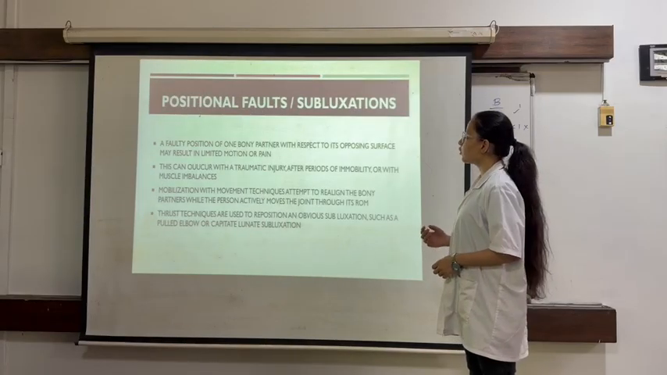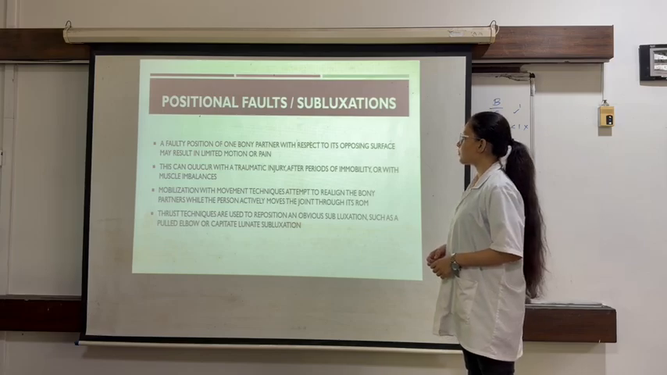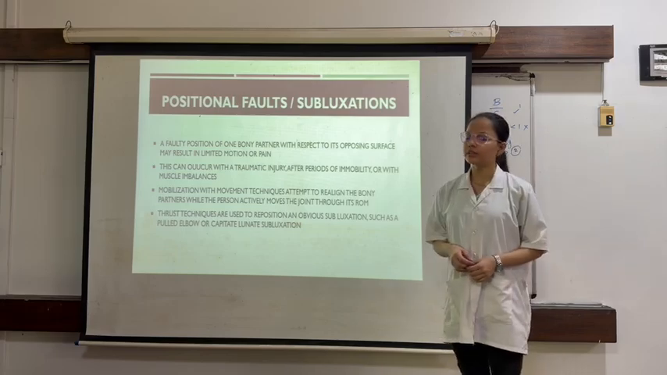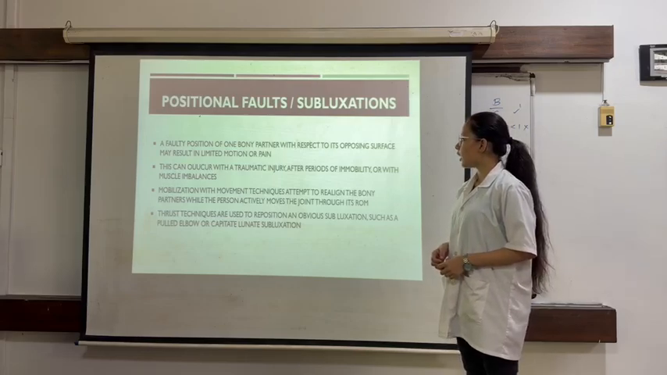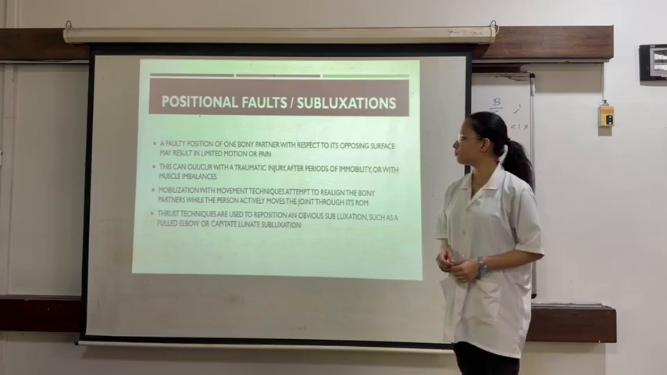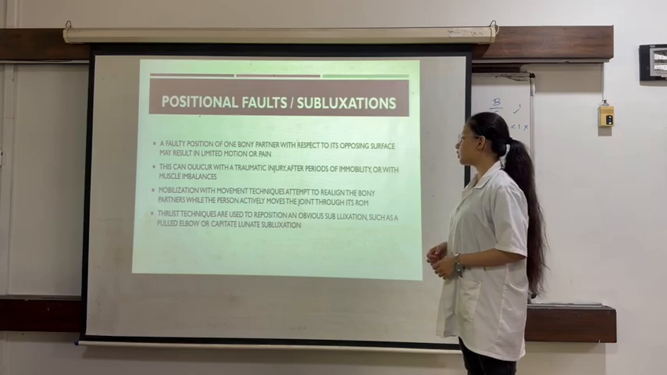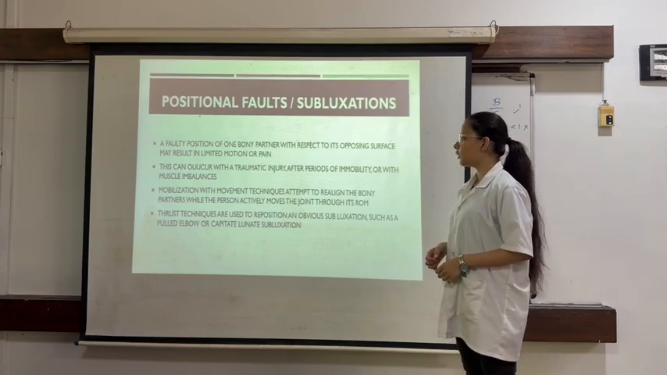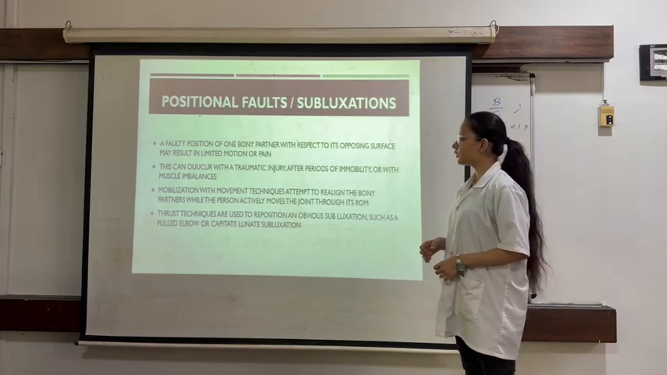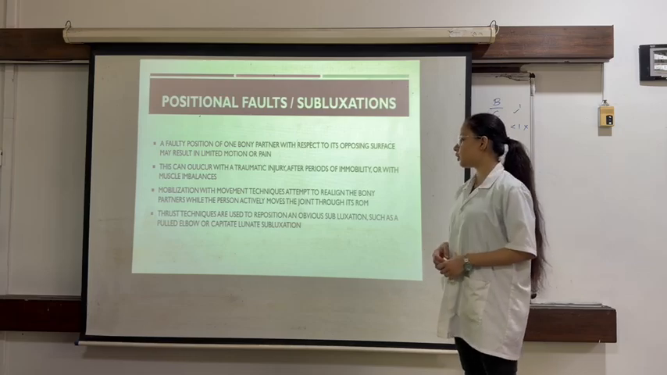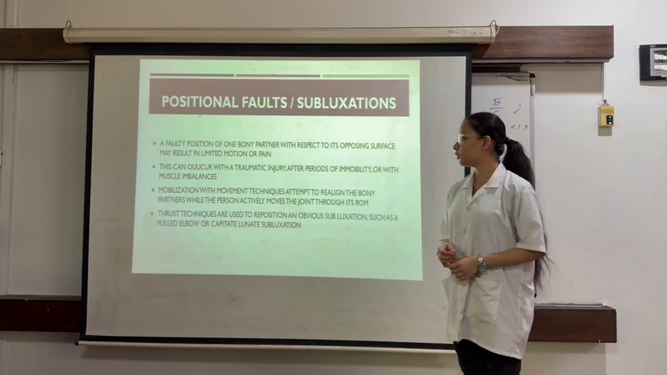Third is positional faults or subluxations. A faulty position of one bony partner with respect to its opposing surface may result in limited motion or pain. This can occur with a traumatic injury, after periods of immobility, or with muscle imbalances. Mobilization with movement techniques attempt to realign the bony partners while the person actively moves the joint through its range of motion. Thrust techniques are used to reposition an obvious subluxation, such as a pulled elbow or capitate lunate subluxation.